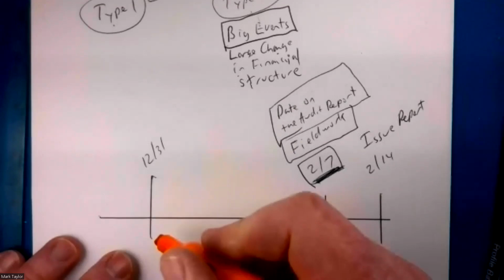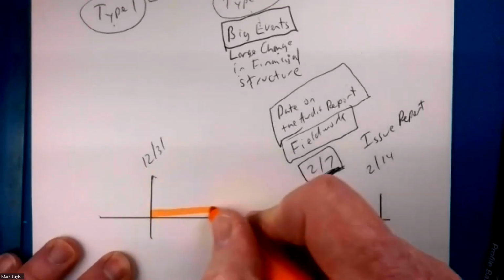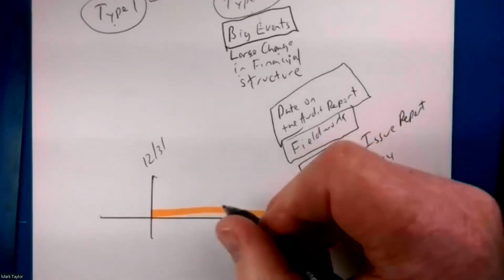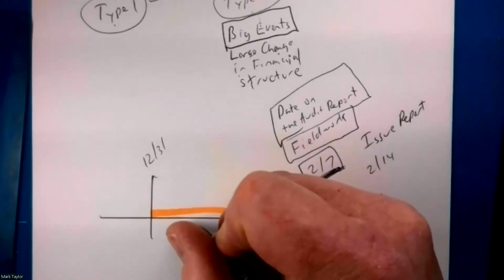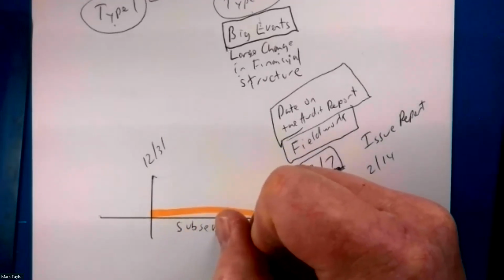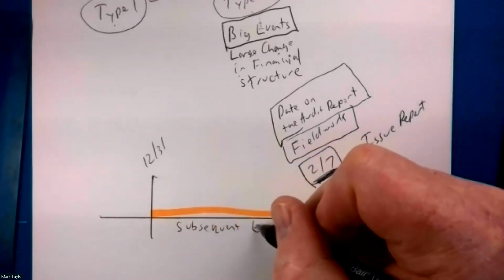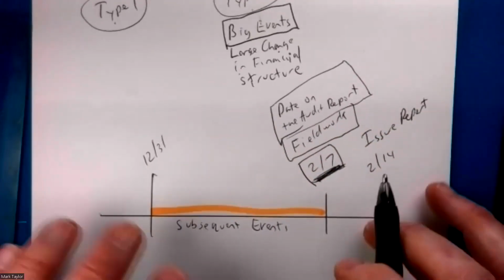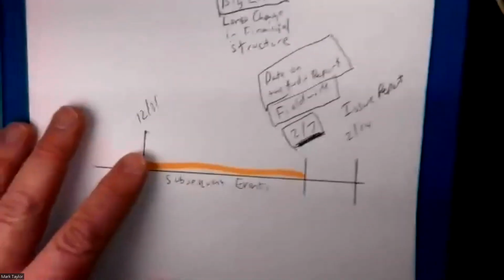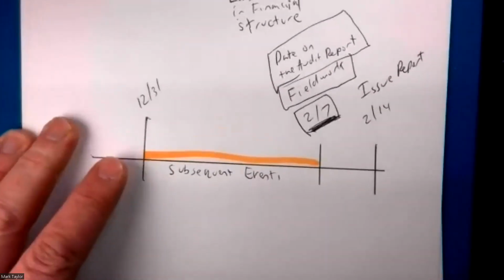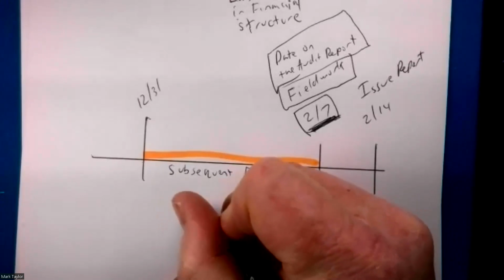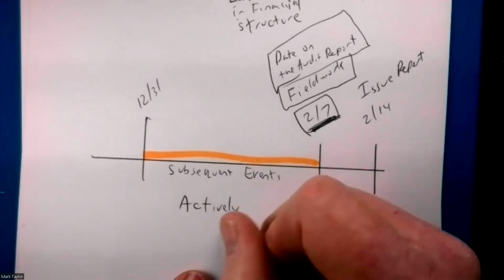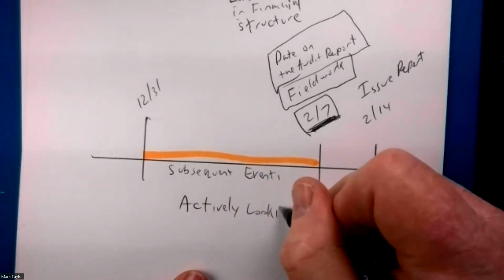Now, during this time, up until here, what are you responsible for as far as subsequent events? During this period, you have to be actively looking for subsequent events.